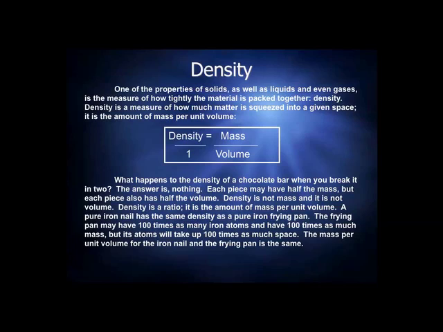Alright. Or do you do it this way? Do you just do volume goes up here, 12 goes down here? When you cross multiply, you could do it in different ways. Alright. You're gonna have to do that on tomorrow's homework.